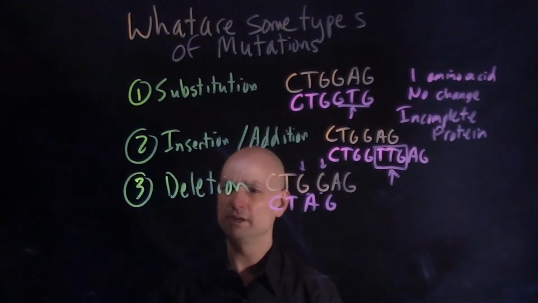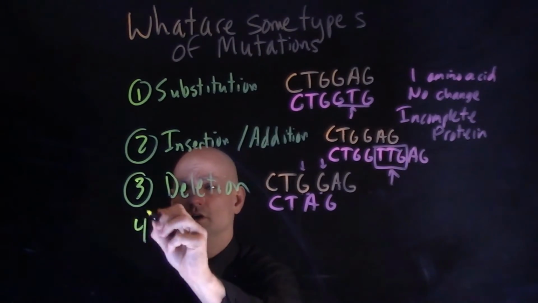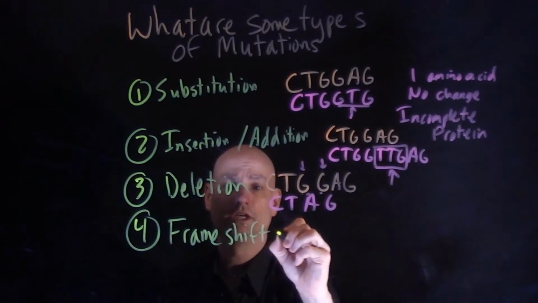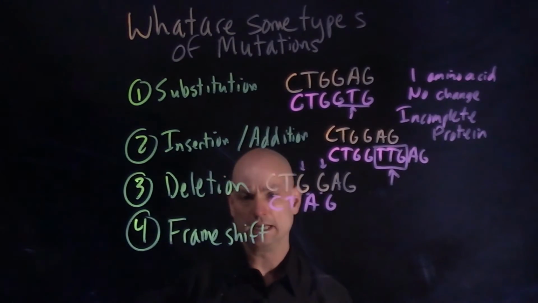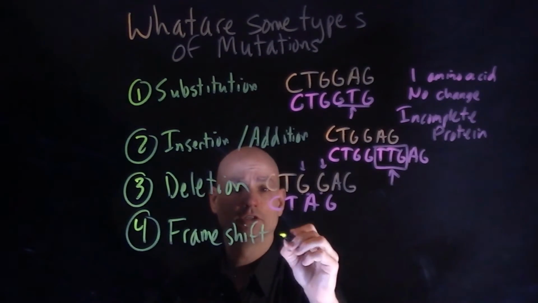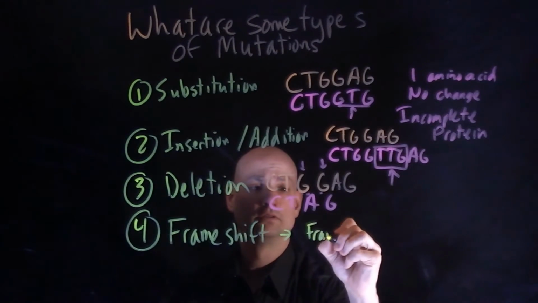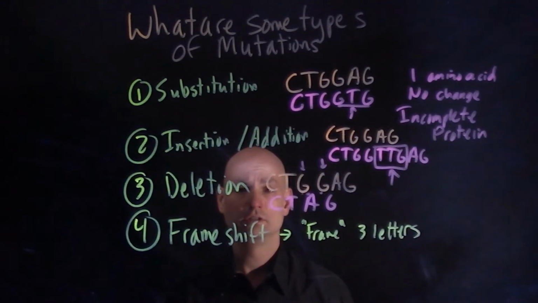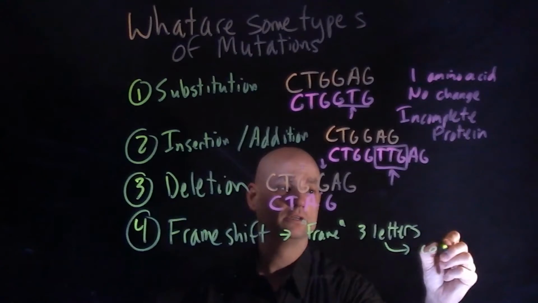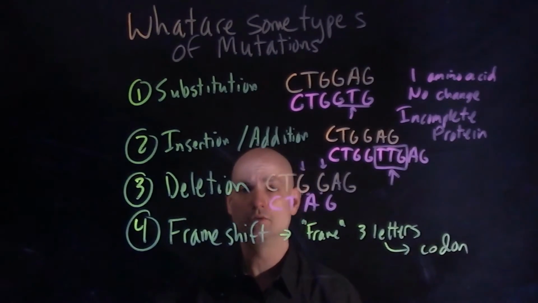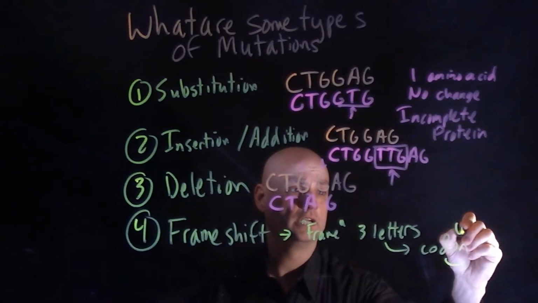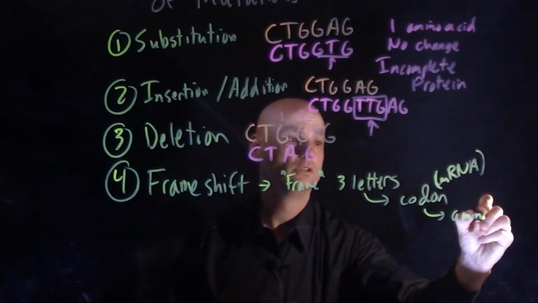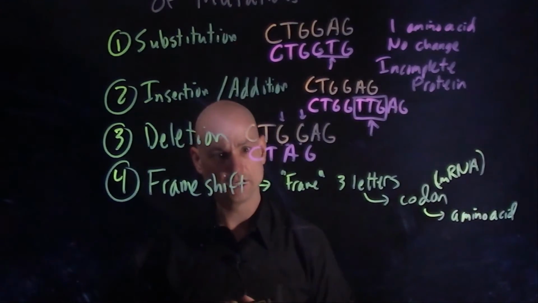Okay, and our last one, and probably the most harmful one, is called a frame shift mutation. Now, what do we mean by this frame and shifting this frame? We think of the frame as being 3 letters. Well, why 3 letters? That eventually makes the codon. And the codon tells us which amino acid. This is again on mRNA, and the codon determines the amino acid. Well, they come in 3 letters.